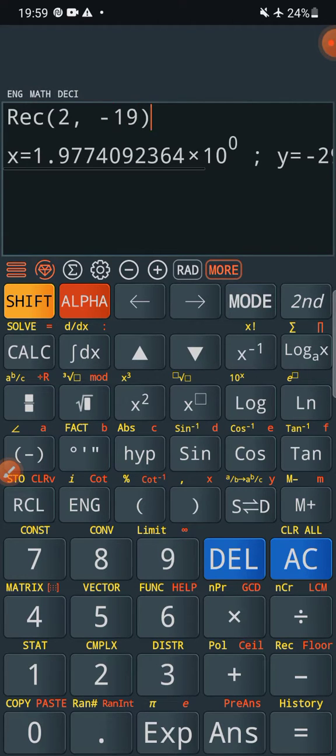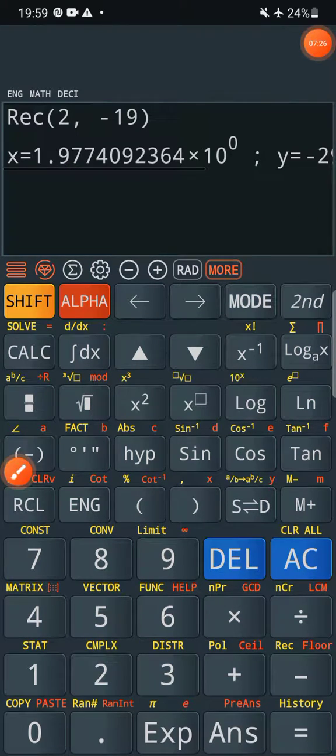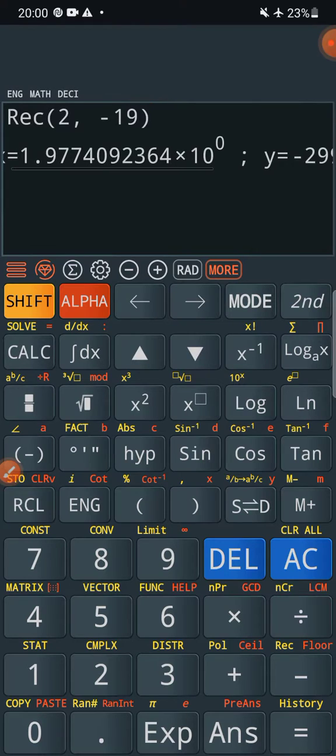If you enter these two values in the brackets, then you will get the values. This is the real value, and this y value shows the imaginary value. Whenever we write the expression, just see the values. Here x is equal to 1.9774 something. You can consider only 4 digits after the dot, that is enough. Here the x value is this one, and the y value is minus 299.7544.